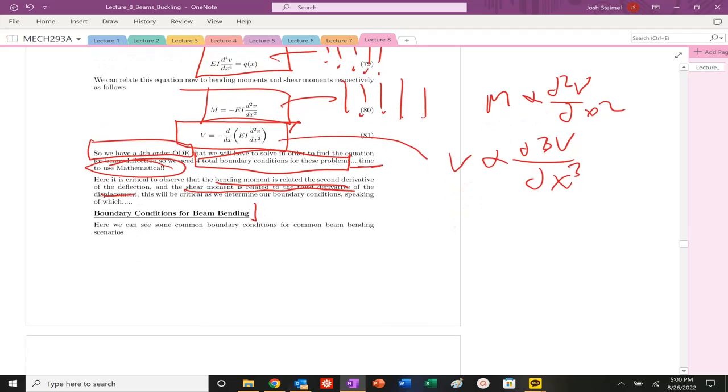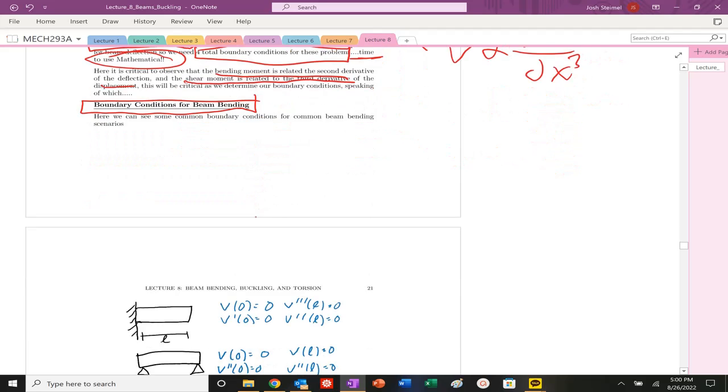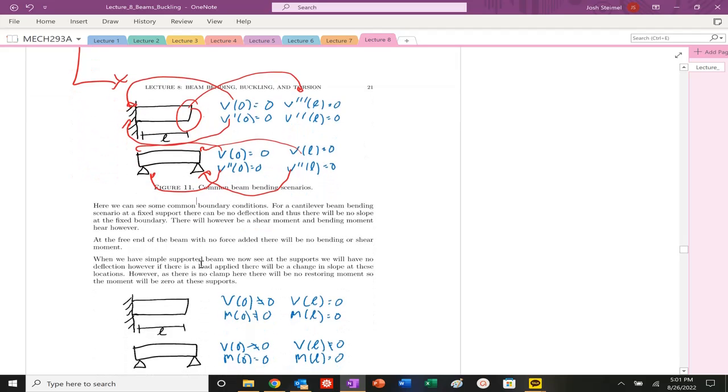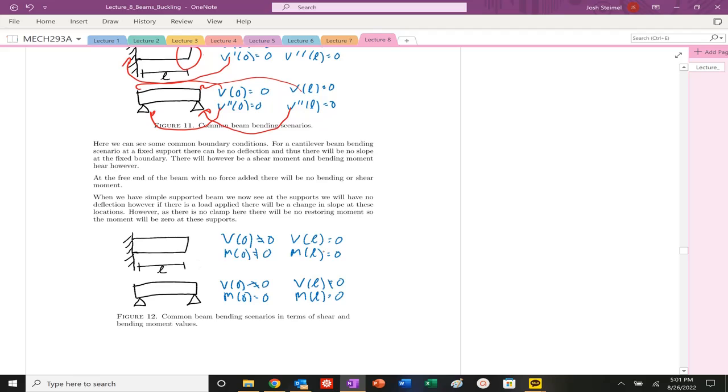So let's talk about some boundary conditions for beam bending, because it's all going to be about developing boundary conditions. If I have a cantilever beam or fixed beam here, I know that at x equals 0, there's going to be no deflection, and then there's going to be no change in slope there. At the opposite end, I'm not going to have any restoring bending moment or shear force. If I have pin supports, I know that my deflection is going to be 0. There will be a resultant shear force there, but I will not have any restoring bending moment.